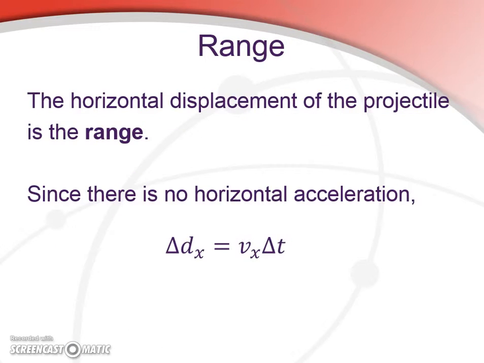Now, another important parameter of a projectile's path is the range. The range is defined as the horizontal displacement of the projectile, and it's given by a very simple equation that we've seen many times before. Since there's no acceleration in the horizontal direction, the range is just the velocity in the x direction times the duration of the experiment.